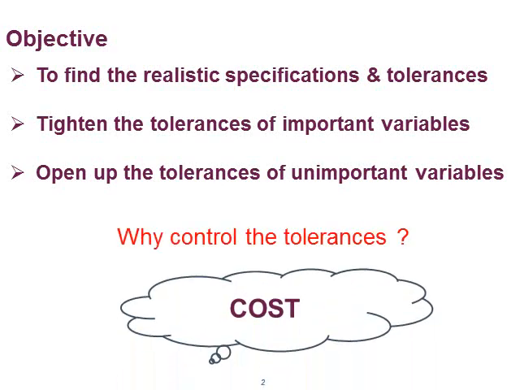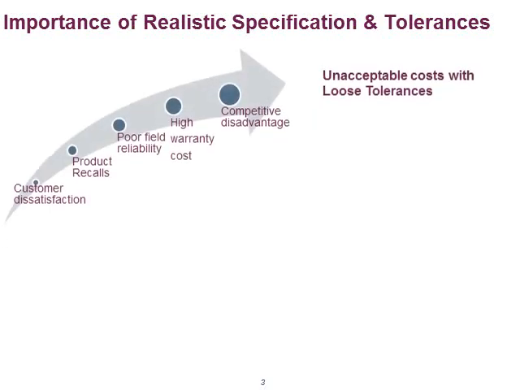Because the tolerances affect the cost of the product. Here's how they affect the cost: when the tolerance of an important variable is loose, it will increase the cost in terms of customer dissatisfaction, product recalls, poor field reliability, high warranty cost, and competitive disadvantages.